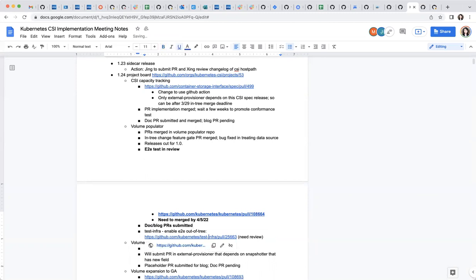All right, then we move to the next one. Capacity tracking. I think all the in-tree PRs are merged, and even the doc PR is merged. I think Patrick said he will start a blog because he did not submit the placeholder for that yet. Also on the container storage interface, thanks to Andy for submitting some PRs to fix the CI basically.